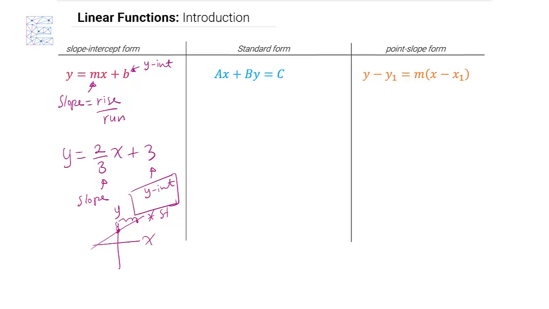So with slope-intercept form, it's really important to understand that m stands for slope. The slope is the steepness of a line. It's got a rise and a run. It's basically a fraction. And b is the y-intercept, which is the starting point of the line if you were to graph it.